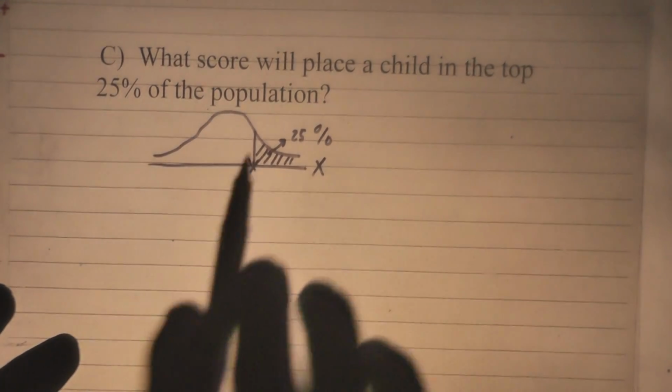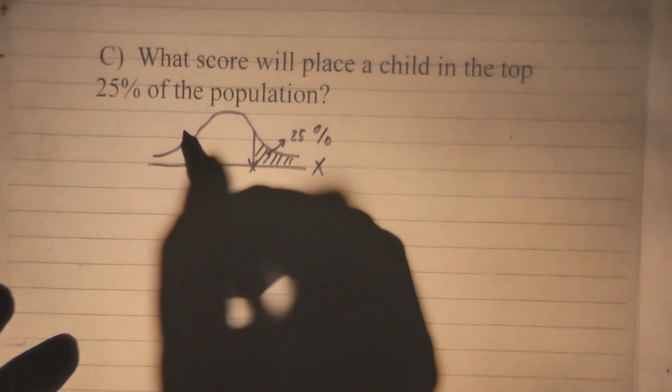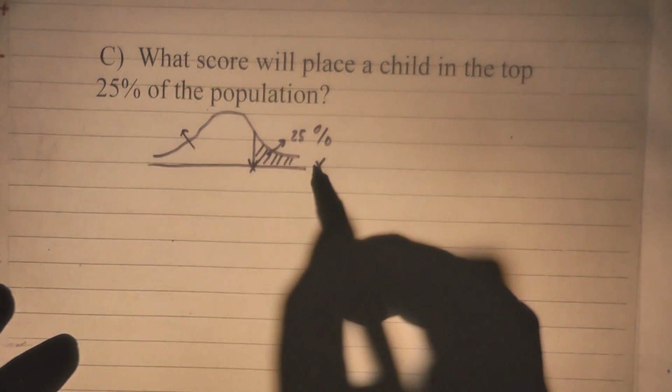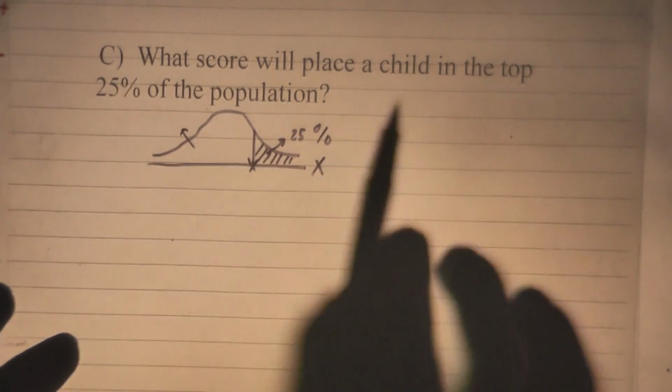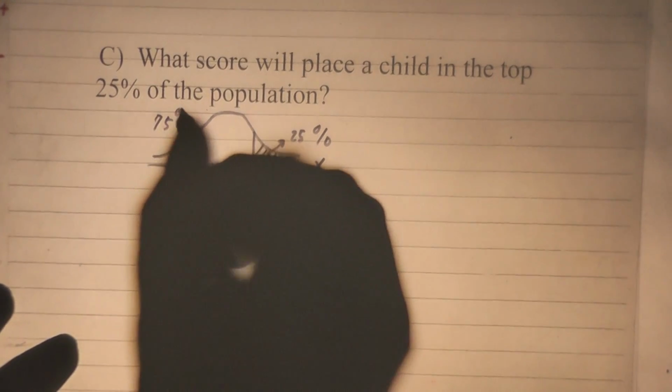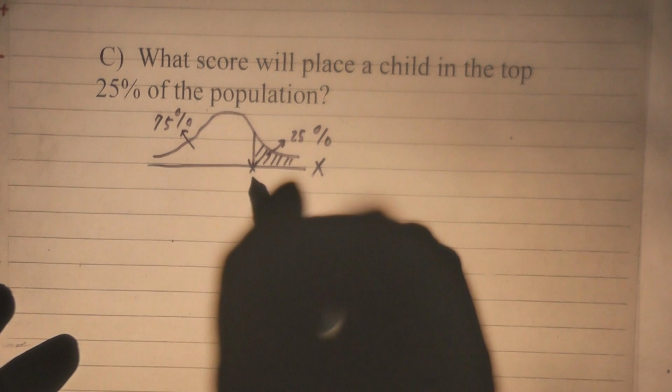Now, if I tell you this is 25%, what can you say about the other side? Because normal curves are density curves. If this side is 25%, the other side must be what? 75%. So what can you say about this point? By definition, this is Q3.